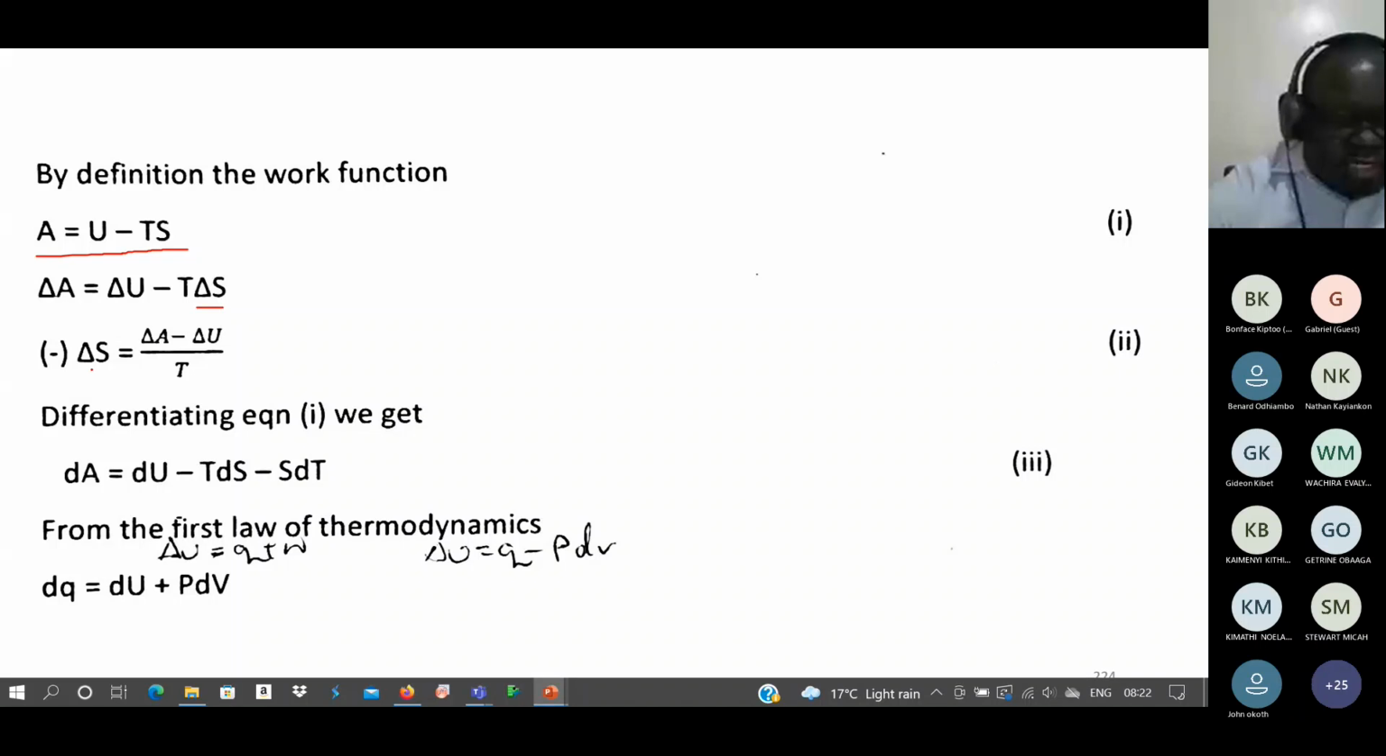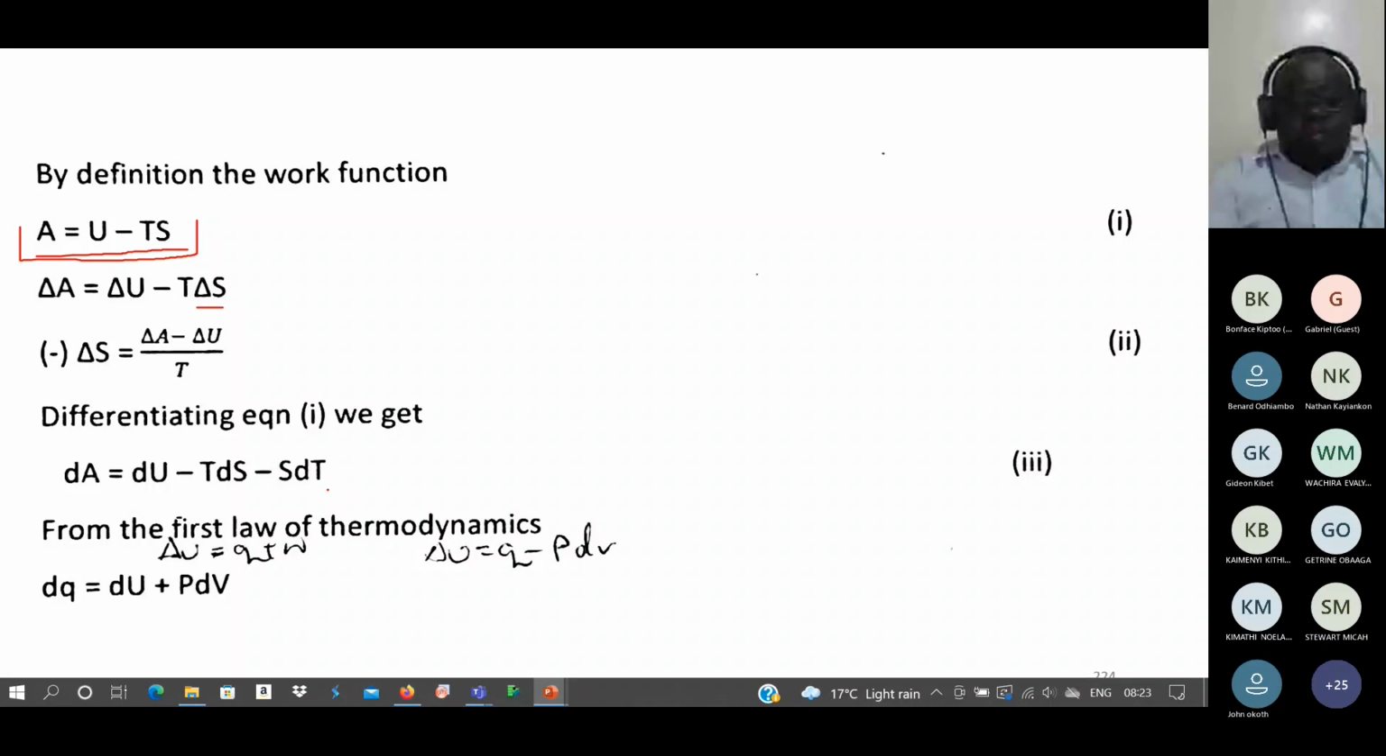Getting the value of minus delta S from this expression is going to be given by, when you make minus delta S the subject of this equation, delta A minus delta U over T. Now, if you differentiate this first equation here, we get dA equals dU, and then for this you have to be differentiating one of the variables, keeping the other constant, and switching to the other one. So this is dU minus T dS minus S dT.